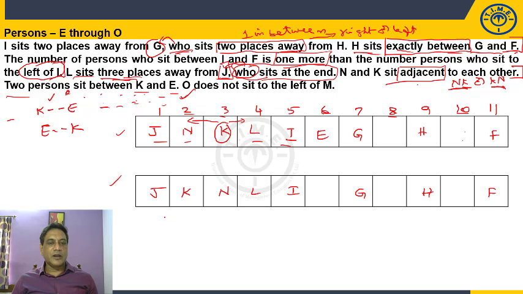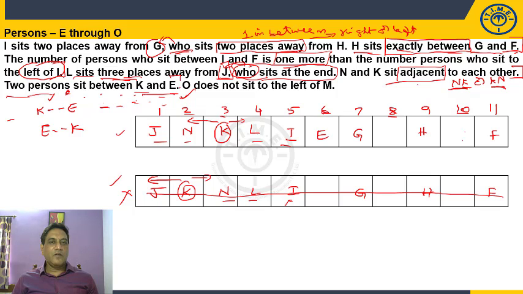Now let us check the second case also. K is here. On the left side, after leaving 2 positions, taking E is not possible. On the right side, after taking 2 positions, again E is not possible, because that position is already occupied. So, 2 persons between K and E is not possible in this case. So, this is ruled out. Only this case is valid.